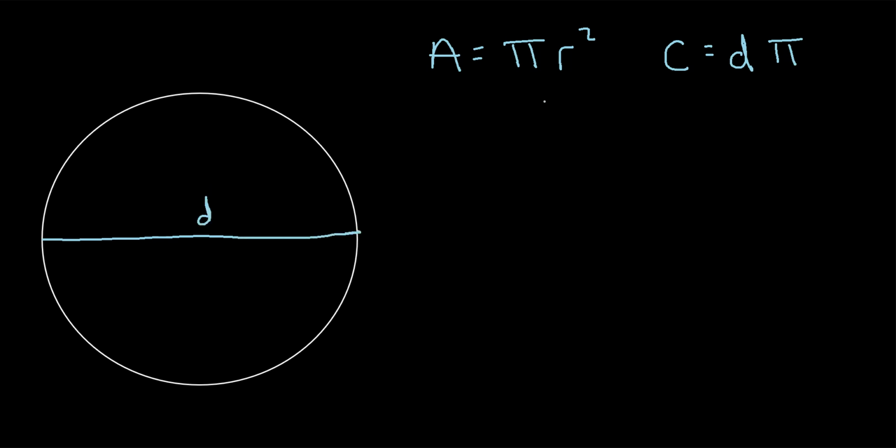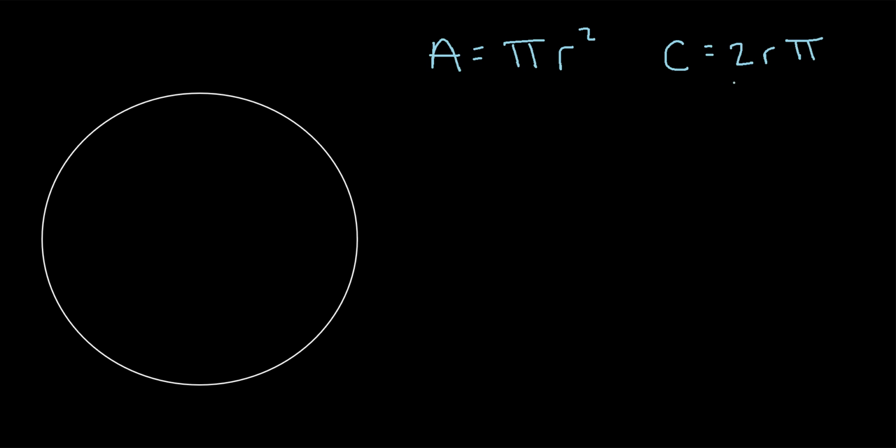But it helps if we can write it in terms of radius. So remember, radius is the distance from the center of the circle to the edge. So here's the radius. And here's another radius. So what we can recognize is that the diameter is just 2 times the radius. So actually what we can write is 2 times the radius times pi is equal to the circumference.